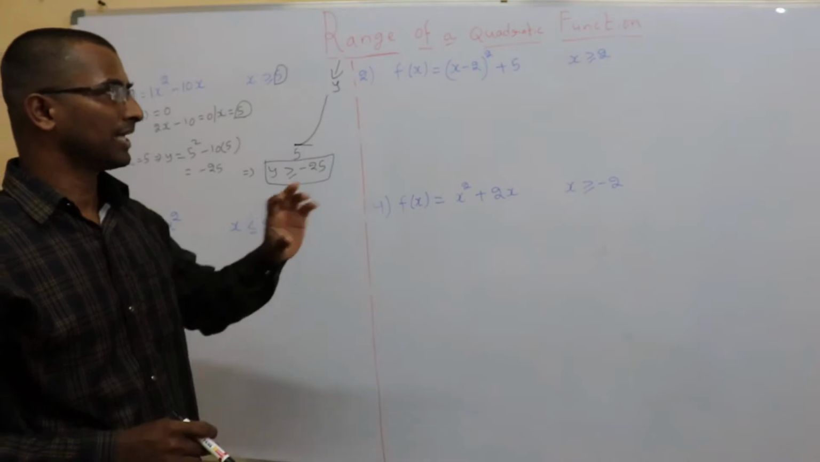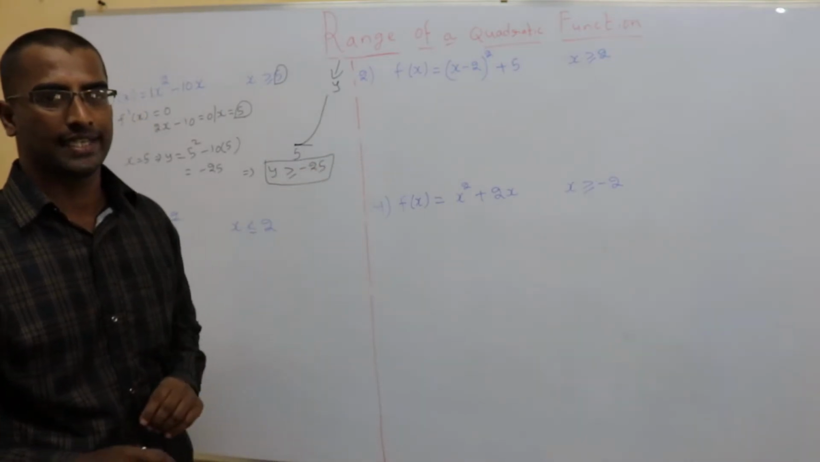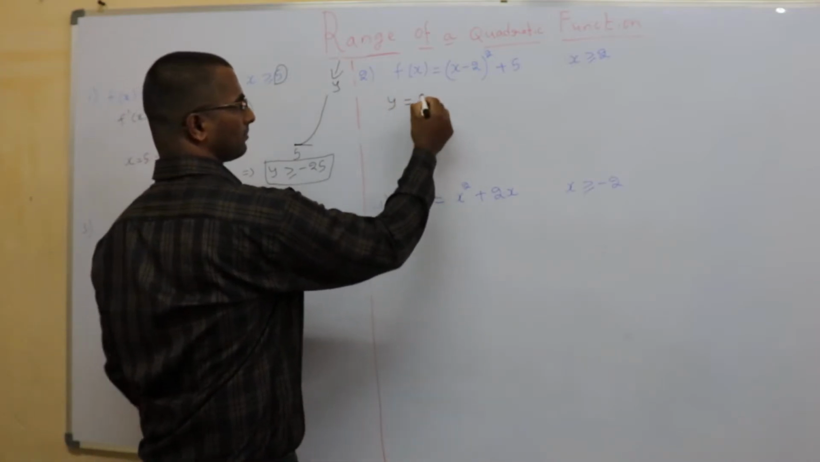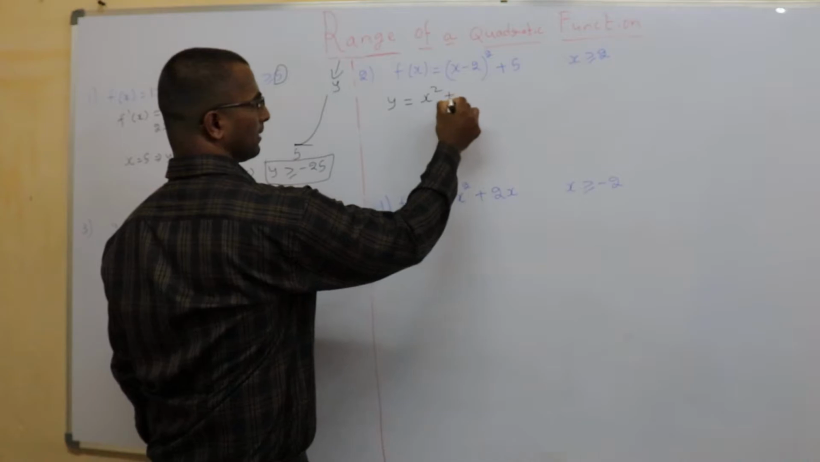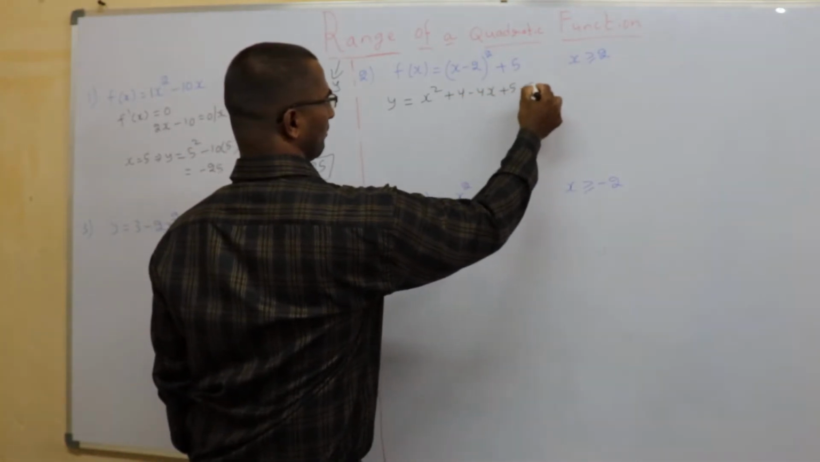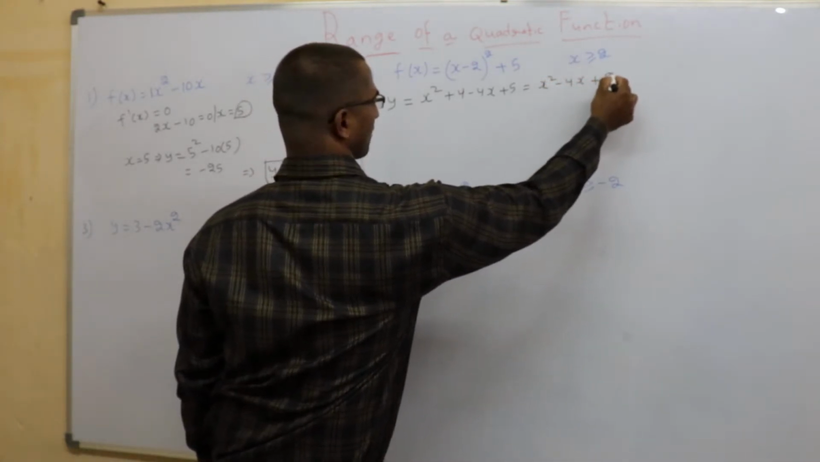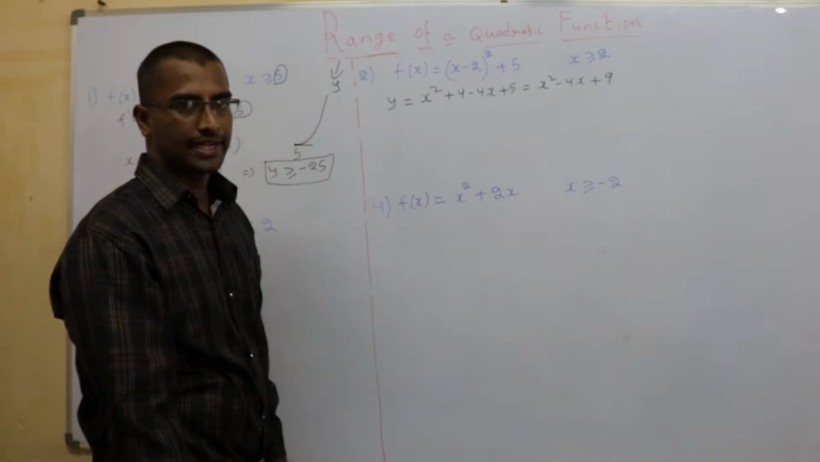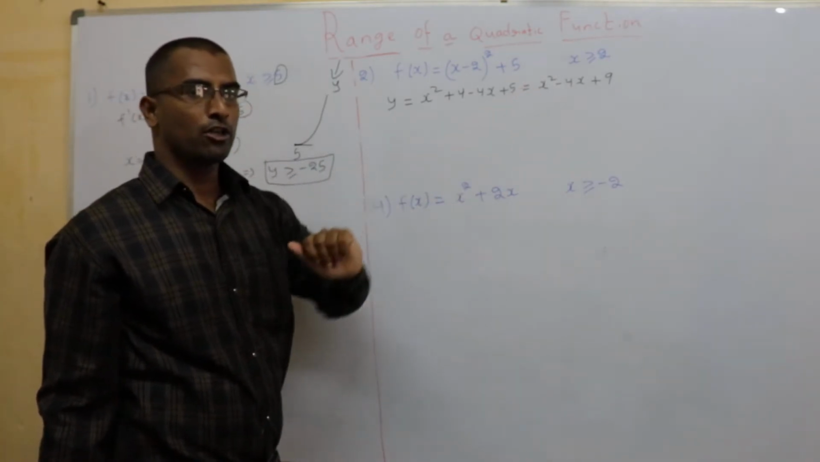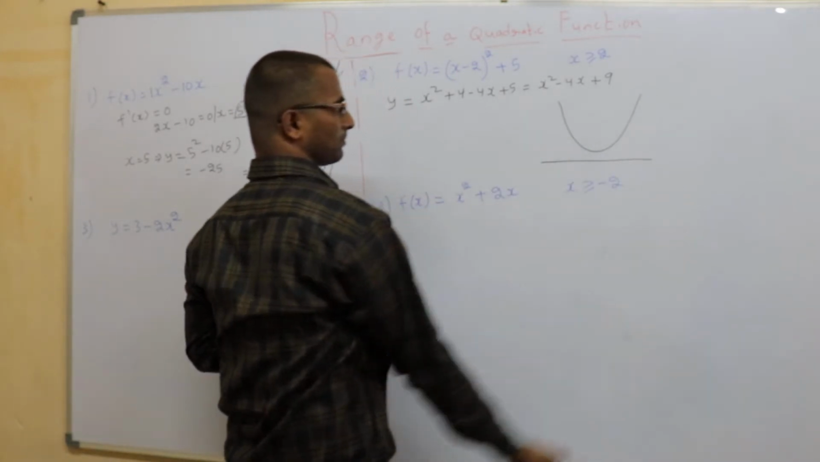Next. If it is given in this way, directly also you can tell if you had learned the completing squares method. But that is a little bit confusing, so always I am going with differentiation. To do that, expand it. How much do I get? X squared plus 4 minus 4x plus 5, which is x squared minus 4x plus 9. Right? Again, the sign before x squared is positive, so my graph which I get is in this way.